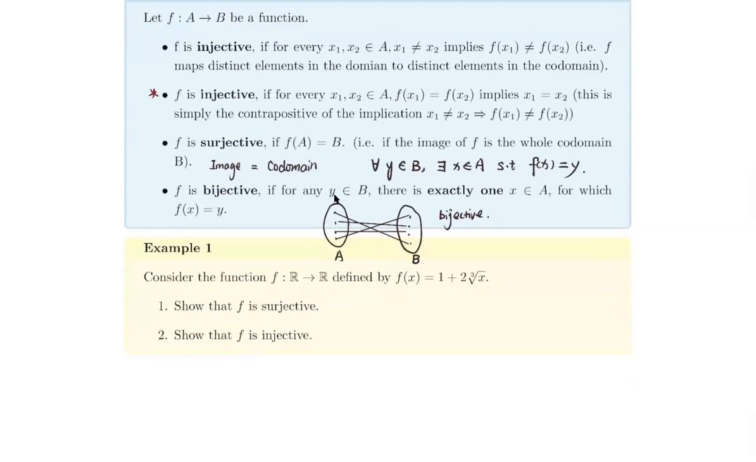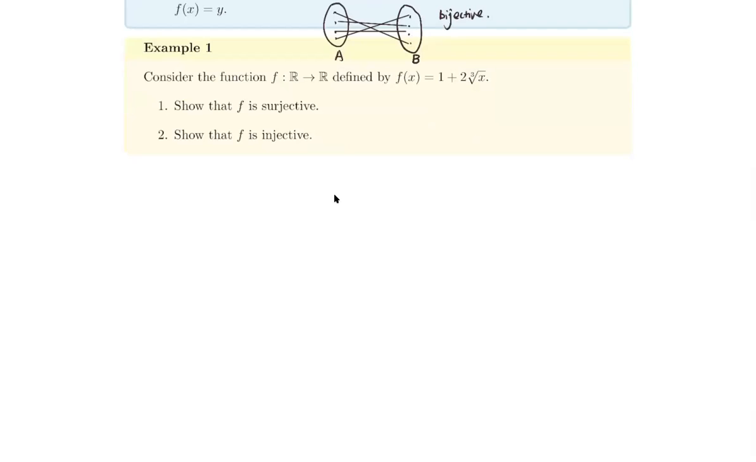Now let's look at an example. Give you some time to work on this.